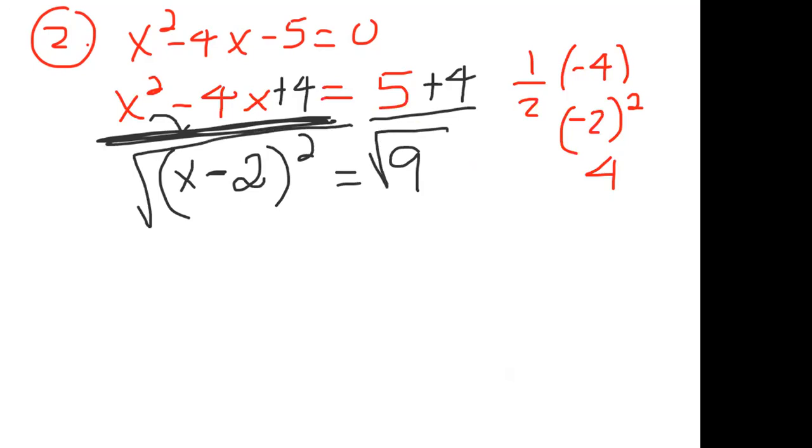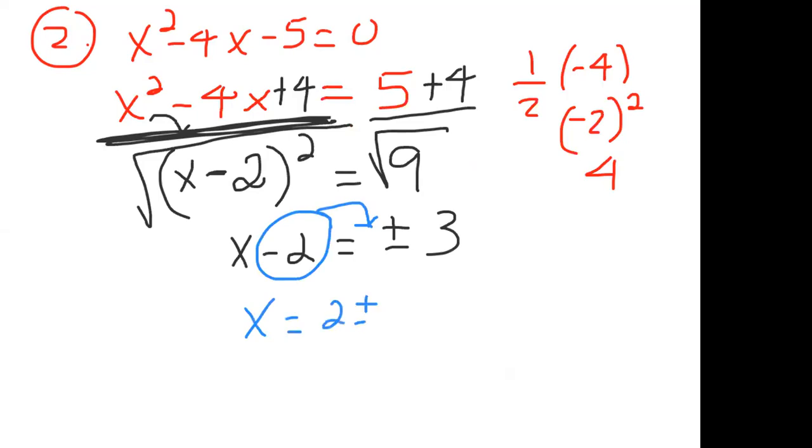Take the square root of both sides. You get x minus 2 is equal to plus or minus 3. And then to finish the problem out, we're going to add the 2 to both sides. That's the same thing as taking the -2 and moving it over. So I get x is equal to 2 plus or minus 3. Guys, remember, this reflects two solutions here. 2 plus 3, which is 5. 2 minus 3, which is -1.